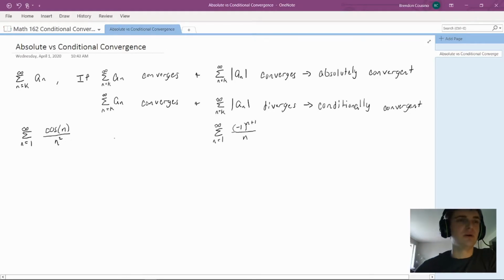Alright, let's get into absolute versus conditional convergence. We're going to start out with the series as n goes from k to infinity of a of n, just like we do on every other series test. Absolute convergence is when we find using our series test that our series a of n converges and the absolute value of a of n converges. Conditionally convergent occurs when our series a of n converges and the absolute value of our series diverges.